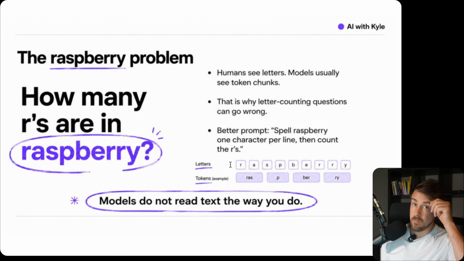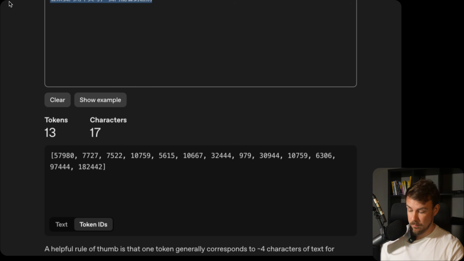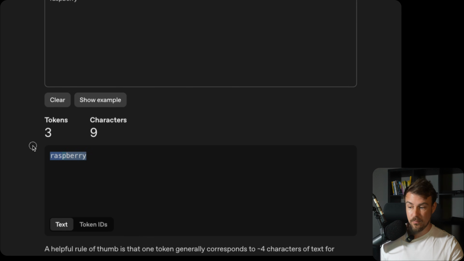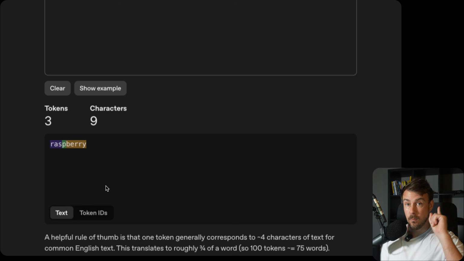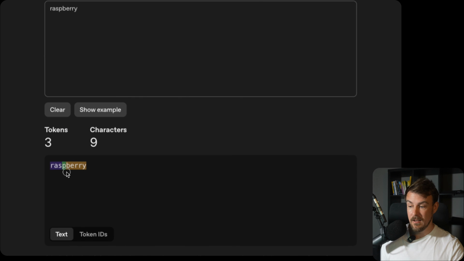This leads to the famous problem with raspberries. So humans, we see individual letters. Models do not see individual letters inside of a word. They're seeing the chunks inside of a word. So if we go ahead and plug in raspberry, let's see what happens. Oh, fascinating. There we go. Raspberry, this is a perfect example. Raspberry, which is 1 word in English, breaks up into 3 tokens inside of GPT-5. So the first token is RAS, then followed by P, which is an individual token, which is a bit weird, and then berry, which is the 3rd token here.